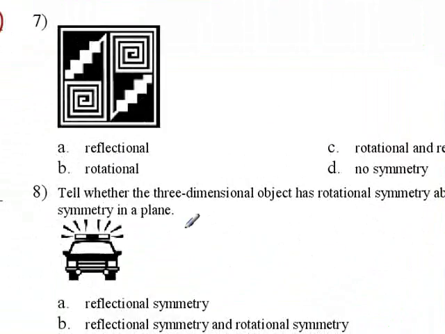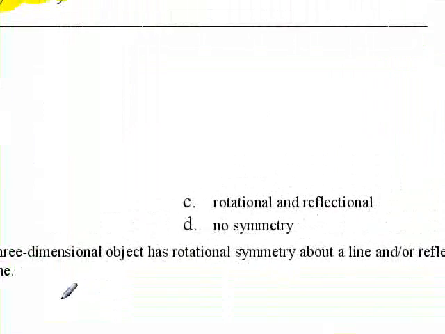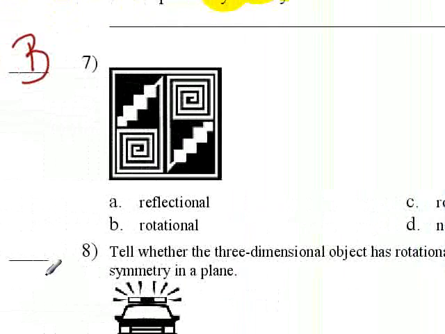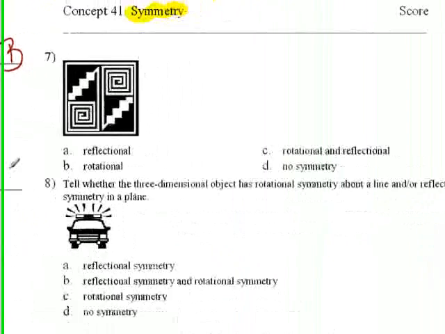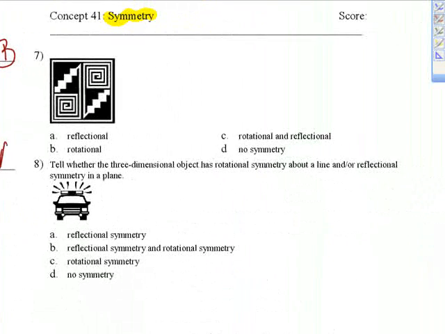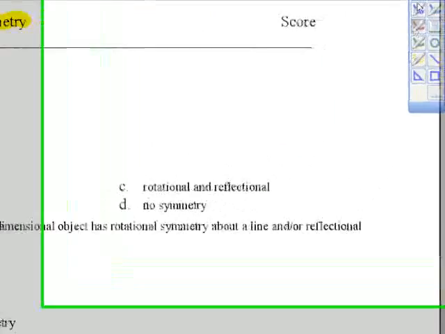Number 8 says, tell whether the three-dimensional object has rotational symmetry about a line and/or reflectional symmetry in the plane. What did you guys come up with? Just reflectional. Yeah, we just basically cut it in half and see the same shape. And that was it for the exam.